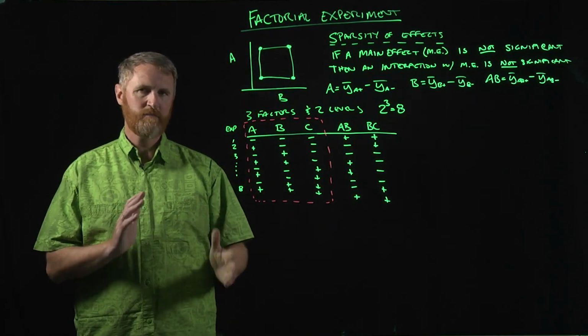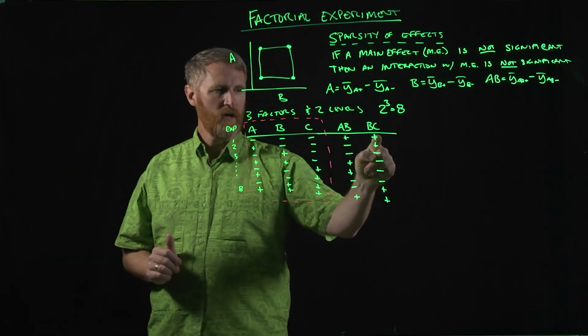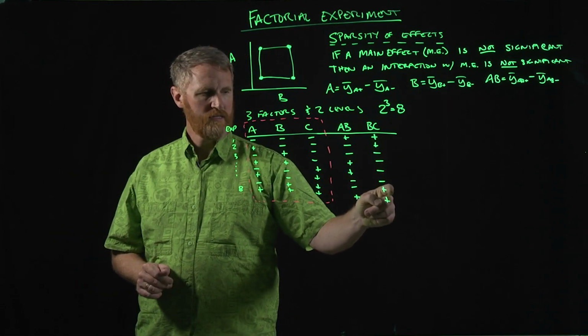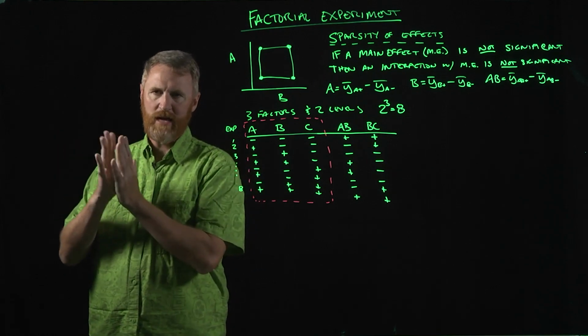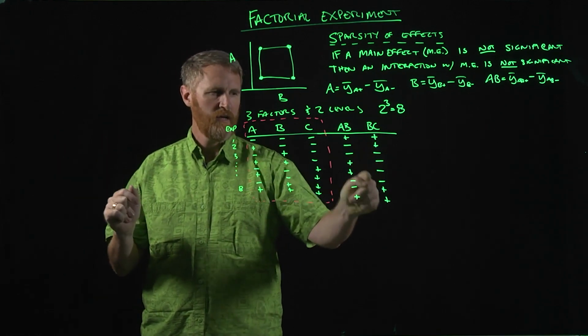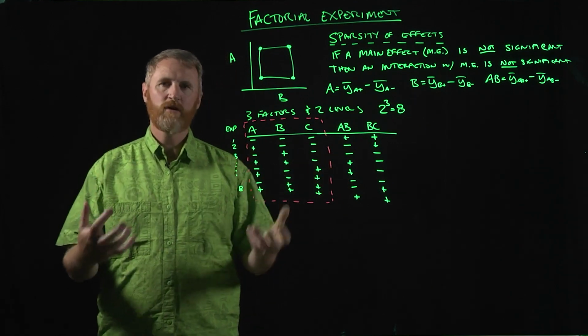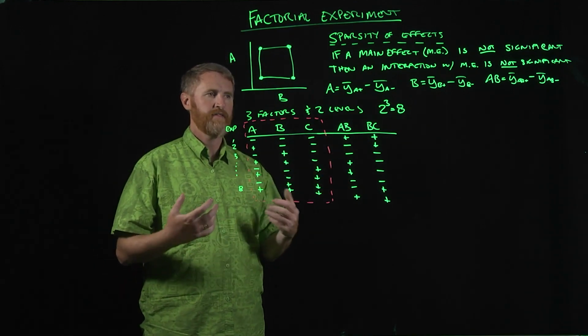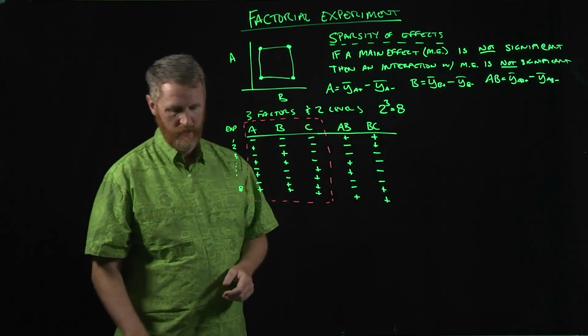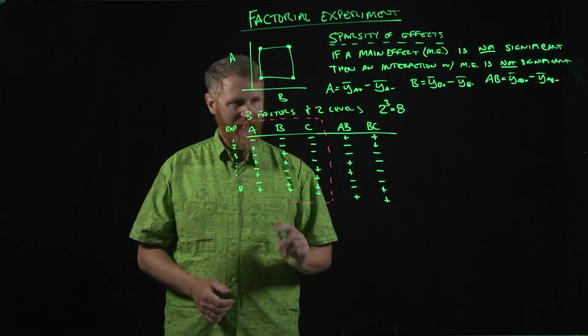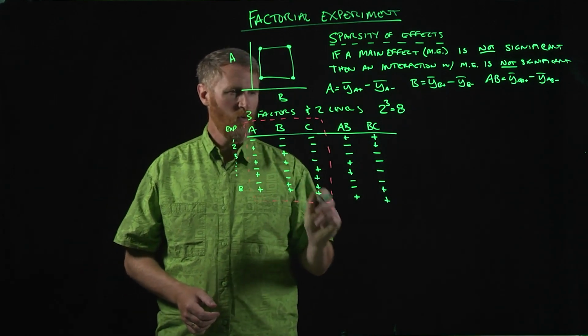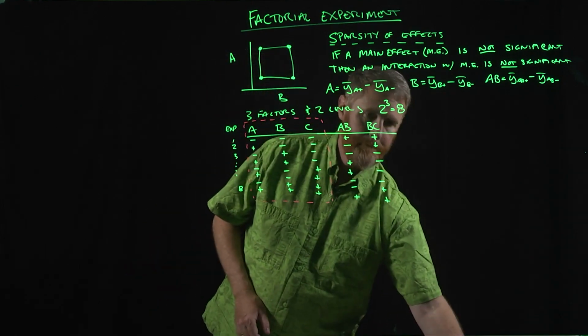When I want to calculate the BC interaction, I'm going to take 1, 2, 7, and 8. I'm going to average those data points together, and subtract the ones from all the experiments in the middle, and take the difference there, and that's how I'm going to calculate the BC interaction.